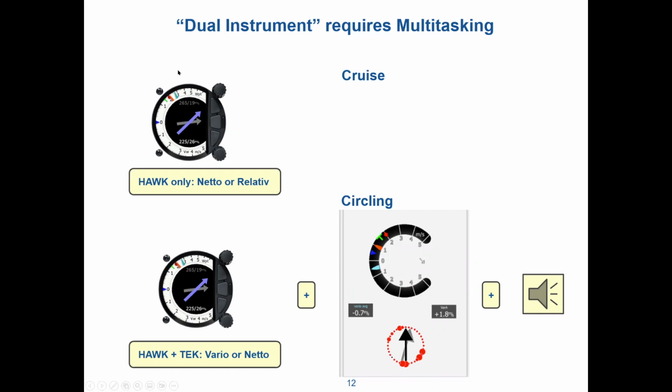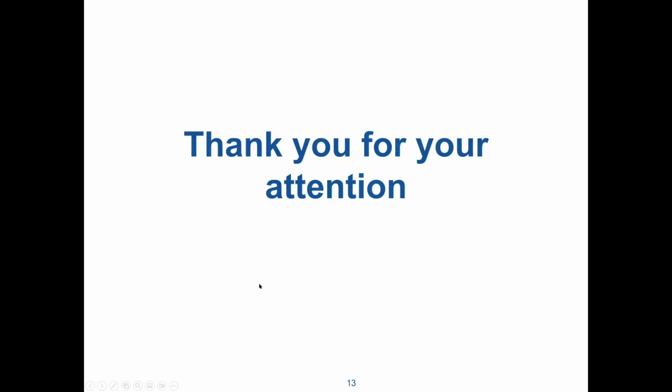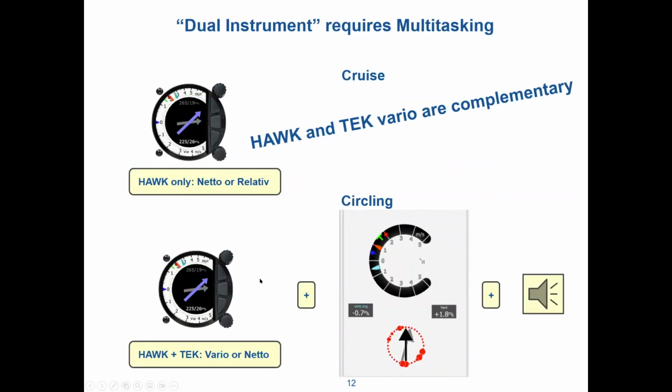Let me explain what we mean by that. I tried to explain that Hawk and TechVario are complementary, like the red and the green color. In cruise, you only need Hawk. You don't need the TechVario. It just gives you false readings and is too late. This is the major strength here. A different story, where we invested a lot of time in this presentation, is what about if you're circling? If you're circling, you need Hawk and TechVario.